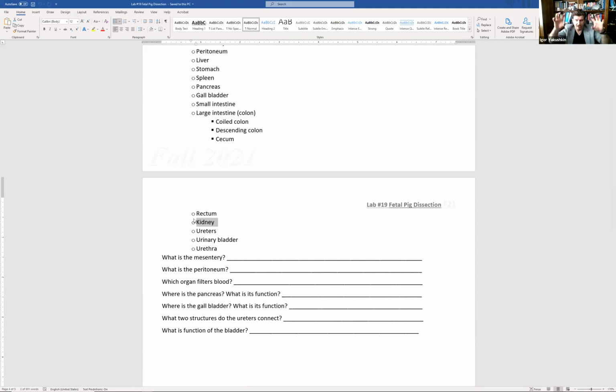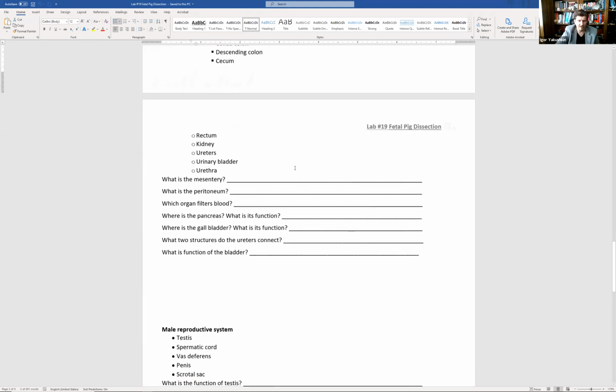So we have two kidneys, so two ureters going and connecting the kidneys to the urinary bladder, and then the urinary bladder holds urine, and then whenever it's expelling, it goes through the urethra. So the urethra will be kind of hard to see on the actual pig. Urinary bladder you can, ureters you can, kidney for sure, small intestine, large intestine, gallbladder, pancreas, spleen, stomach, liver. Those structures you need to be able to identify on the dissected pig.